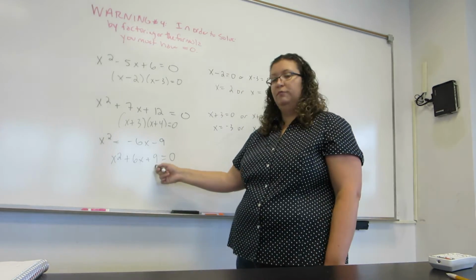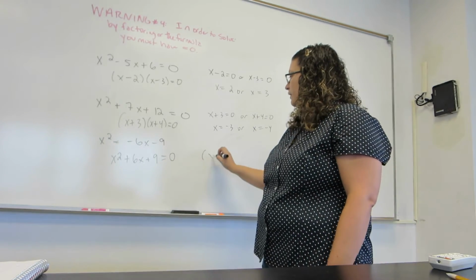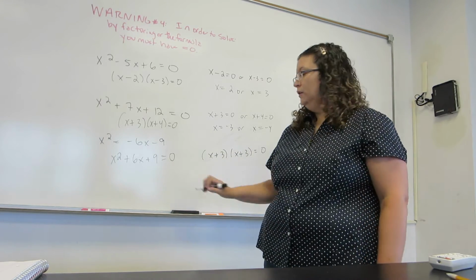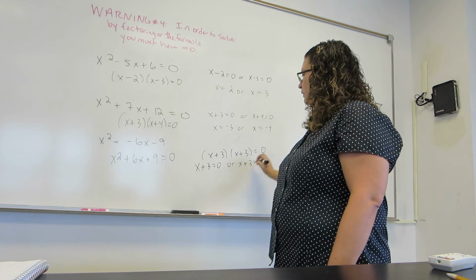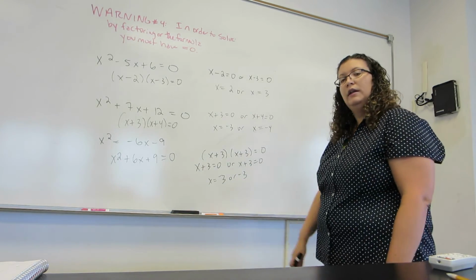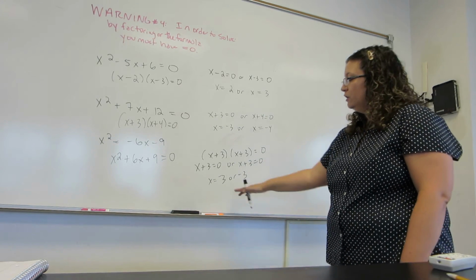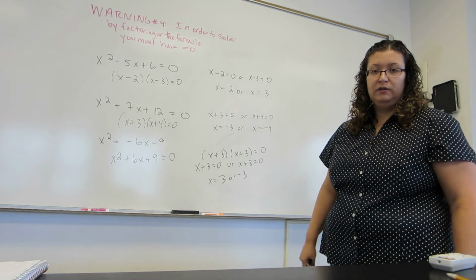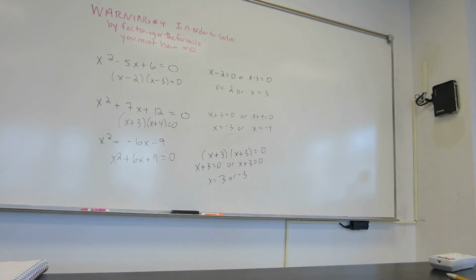Now, I'm looking for 2 numbers that multiply to 9 and add to 6: 3 and 3. So I get x plus 3 times x plus 3 equal to 0. I set each of them to 0 separately, and I get x equals negative 3 or negative 3. Now, you're allowed to have a repeated root like this. We still have 2 answers, negative 3 and negative 3. They just happen to be the same answer. And this is how you solve quadratic equations by factoring.